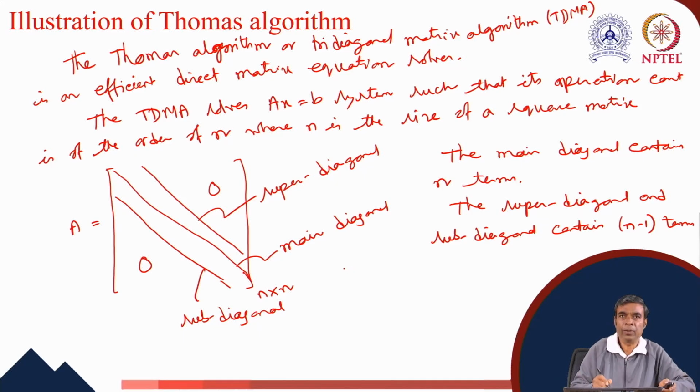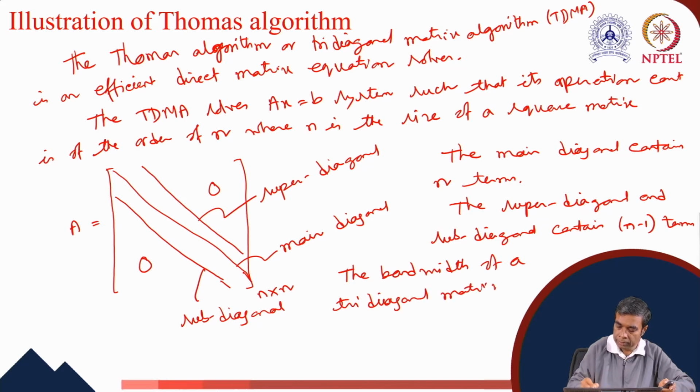The tridiagonal matrix system, its bandwidth is 3. The bandwidth of a tridiagonal matrix is 3, and its half bandwidth is 1.